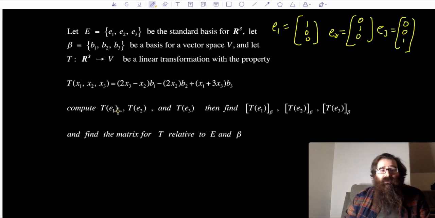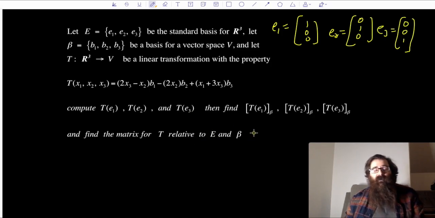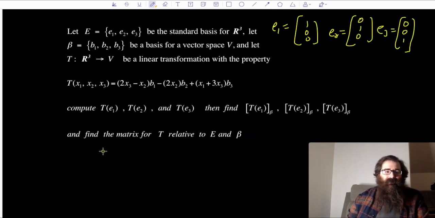And I want to compute T of e sub 1, T of e sub 2, T of e sub 3, find all three of those in terms of basis beta, and then find the matrix for T relative to bases capital E and beta. This isn't going to be as bad as it looks, but let's start at the very beginning, a very good place to start.